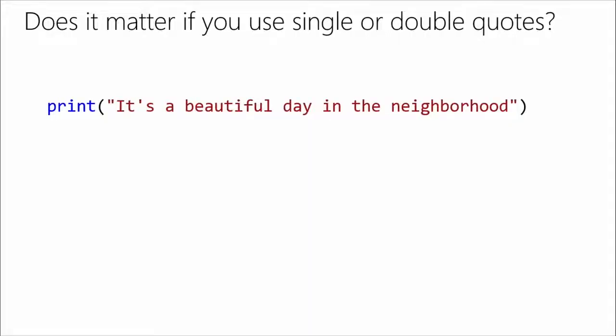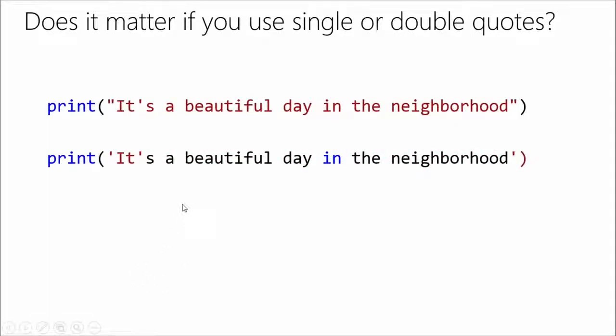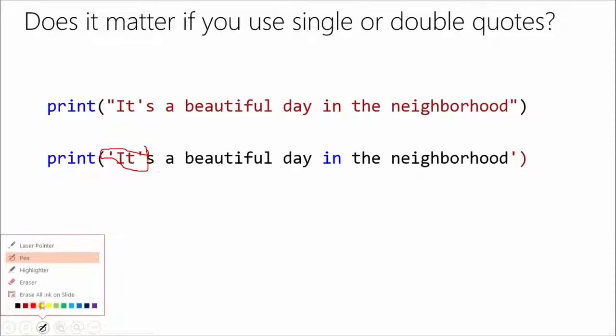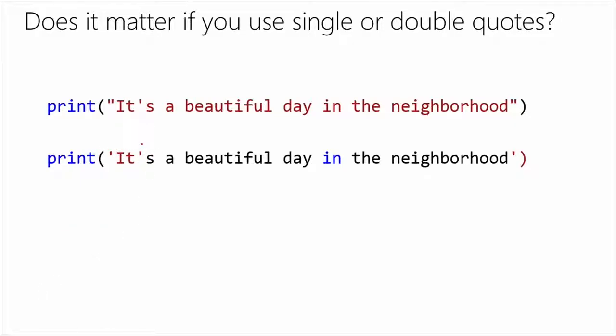Let's take a look at this example on the slide here. What if you want to print a string that says, it's a beautiful day in the neighborhood? Well, here's the interesting aspect of that particular string. If you were to enclose that string inside single quotes, the problem is it has a single quote in the string. So what ends up happening is Python is going to think that the string ends here because it sees that quote. That's not a good thing. No. So in this situation, because I'm actually using a single quote inside the string, I have to use double quotes to enclose it.